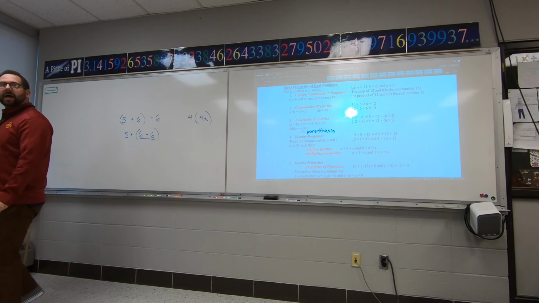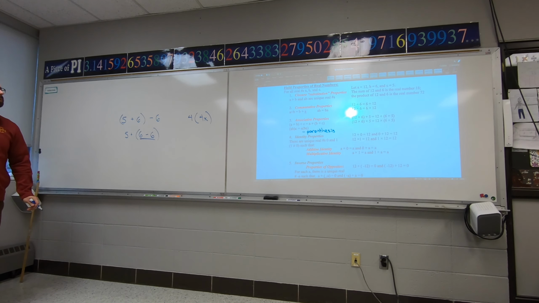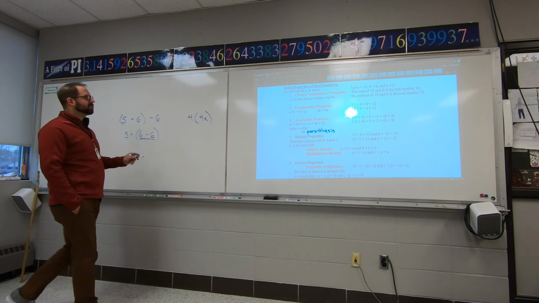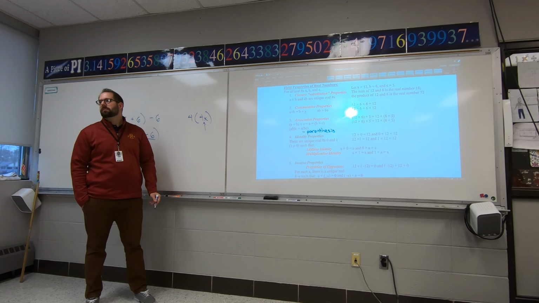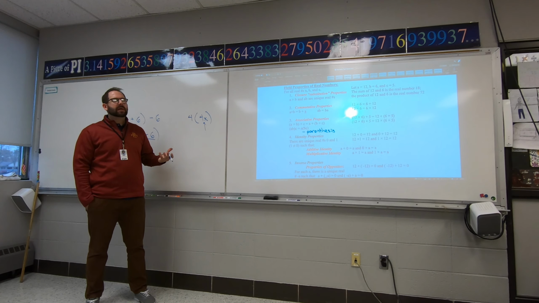4 times 4x. Now you have to move the parentheses bars. Because can I actually multiply a 4 times an x? No. I mean, I don't even know what x is. If I knew what x is, sure, I could plug it in and take 4 times whatever x is. But right now, I don't know what to do with that. I can't do anything. So I have to move the physical bars. I have to move them because the only numbers I can multiply are the 4 times the 4.